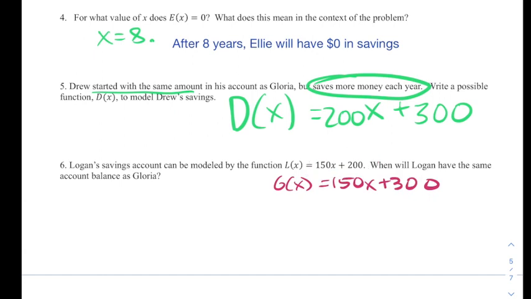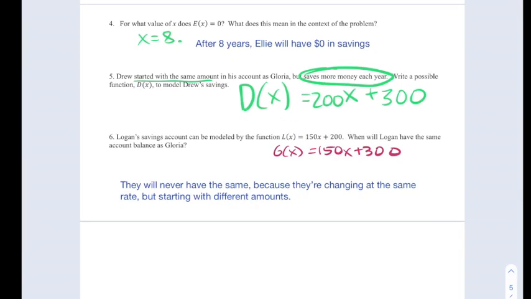But something I want to point out, notice that Logan's rate of change is the same as Gloria's. So they're changing at the same rate, but starting with different amounts of money. This means that they will never have the same amount of money because they're changing at the same rate, but starting with different amounts. Like we talked about earlier, this would look something like this, where the two lines would never intersect.